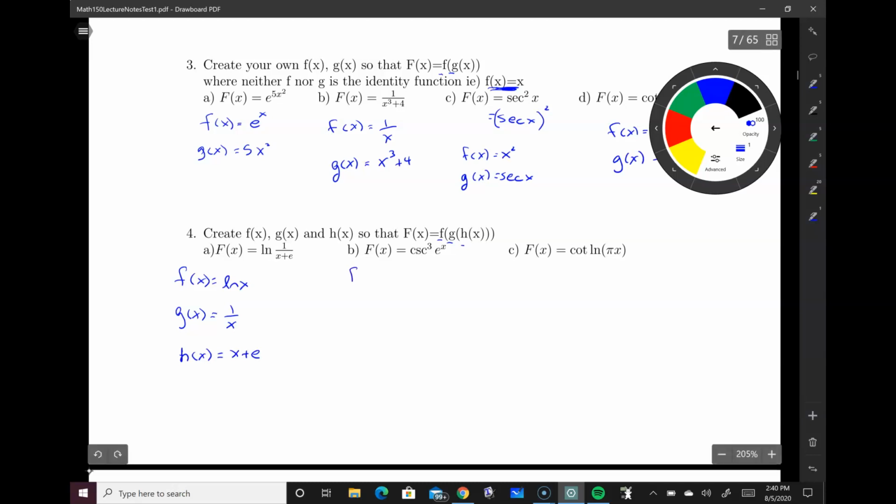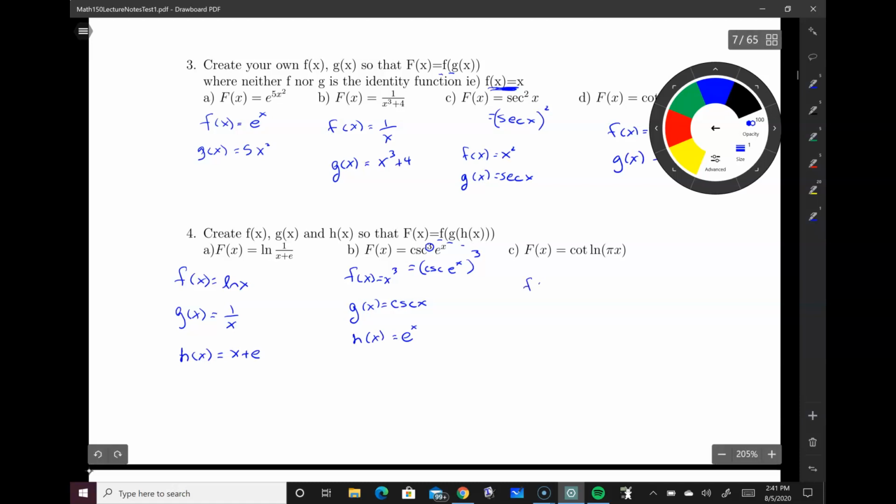This one here, the most outside function, again, this cubed here, let me just take the moment to rewrite this. This cubed means the whole trig function is cubed. So I'm going to make that the most outside function. The g of x will be the next layer, which is cosecant of x. And then the h of x will be the e to the x.